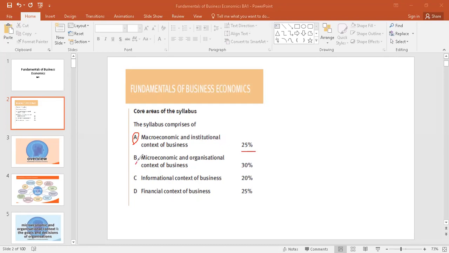The second part of it is the microeconomic and organizational context of business. So we would be looking at, at the macroeconomic level, what the organizations or institutions are, and at the micro level, the organizational context of business. How are the organizations made up? That has 30% weightage. Then there is another part, the informational context of business, which has 20%. The financial context of business, technically, we would get into in detail about the statistical aspect of it.